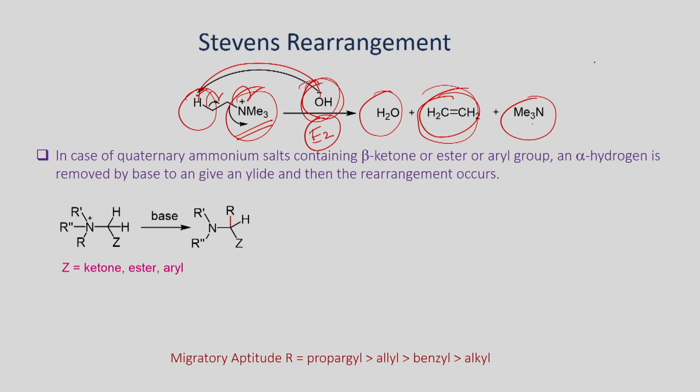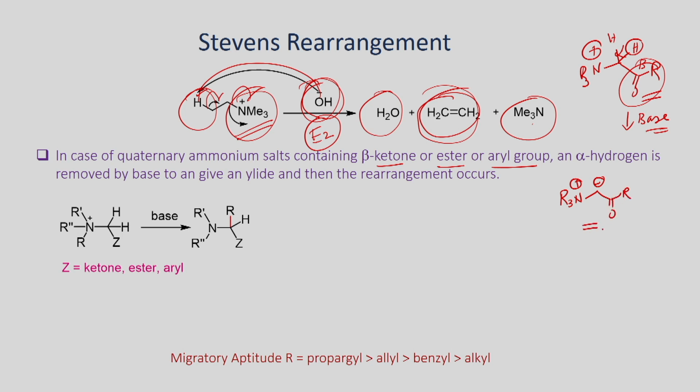In addition, if you have the quaternary ammonium salt with beta carbonyl compound, it can be ketone or ester or aryl group. If you have this substituent, this can readily undergo reaction with base, for example, if you have the base it can try to deprotonate and you will be able to form this ylide. This ylide can be stabilized by the carbonyl group.